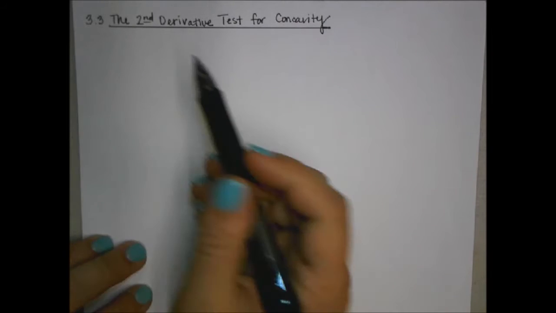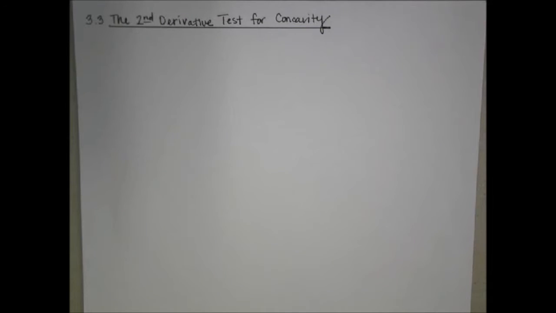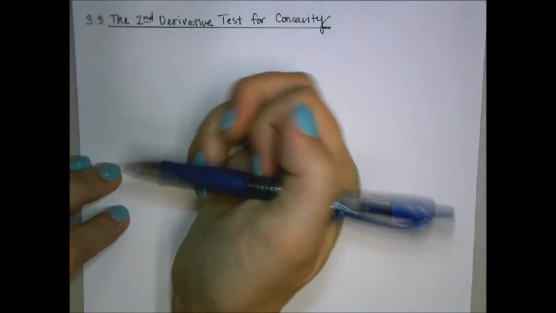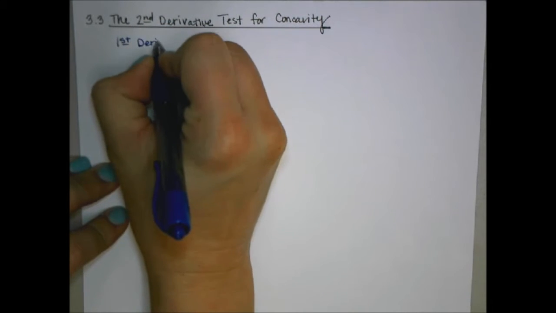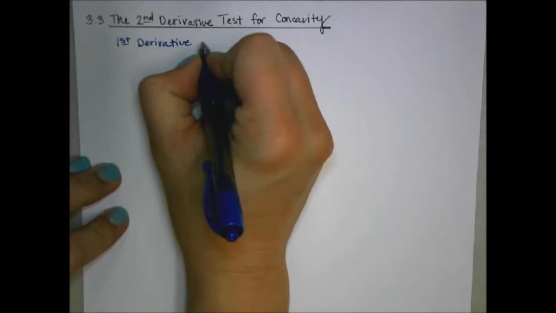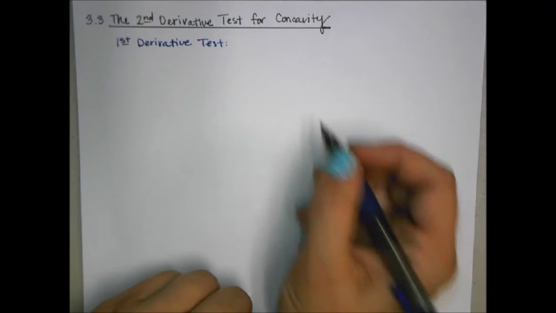Objective 3 is on the second derivative test, which talks about the concavity of a function. I'm going to start by reviewing the first derivative test and what it tells us. So the first derivative test tells us two things.